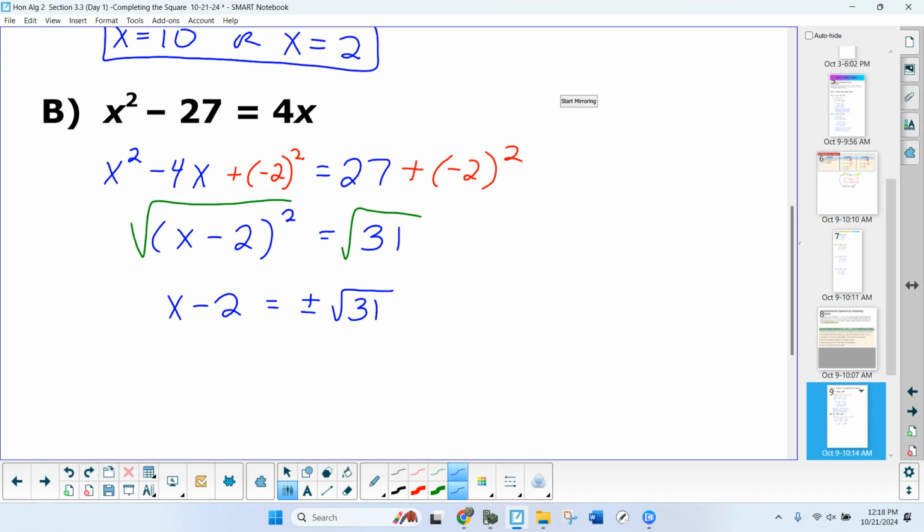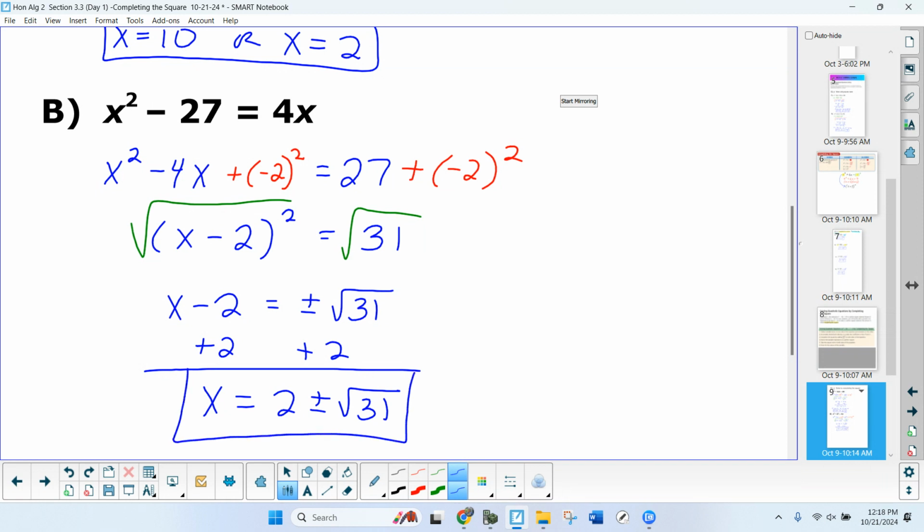Now what do you want to do to get the x by itself next? Add 2 over. And when you add 2, what do you get? 2 plus or minus square root of 31. And we're done. Always write it with the 2 and then the plus or minus second. How'd we do on that one? Any questions? All right, you guys try C.